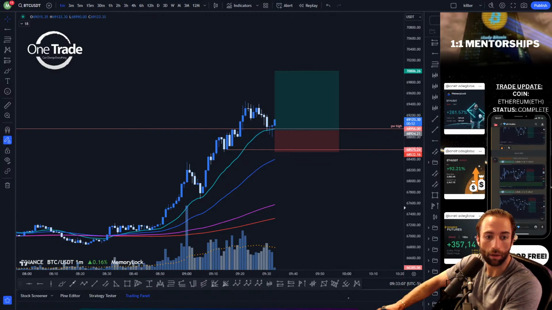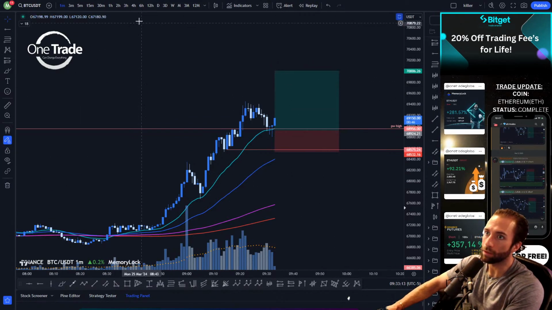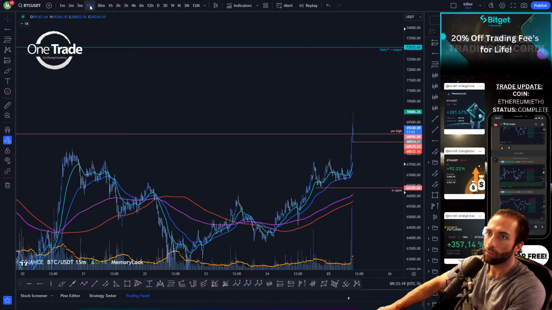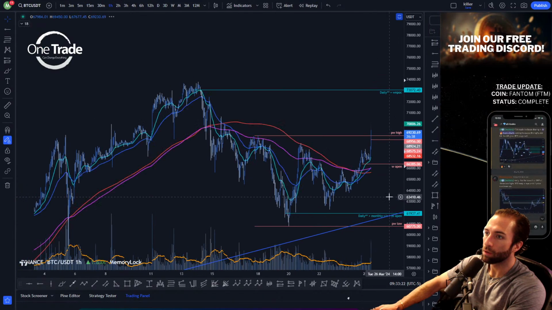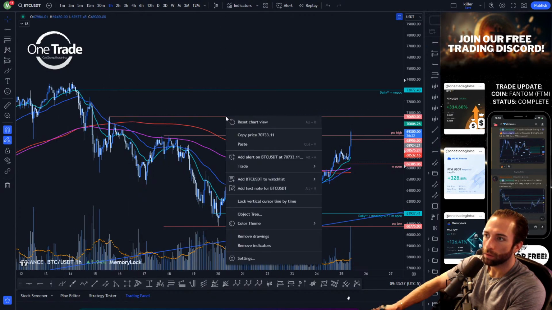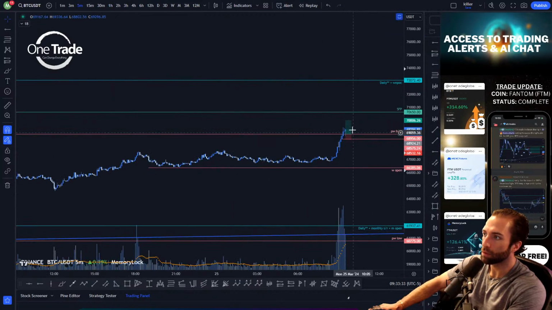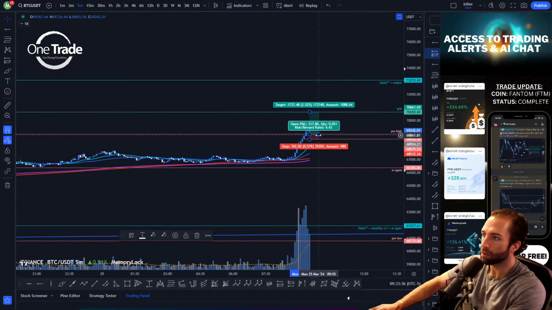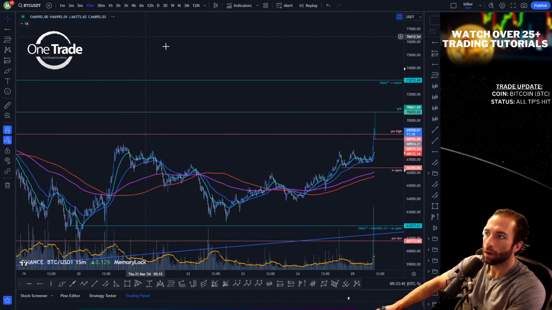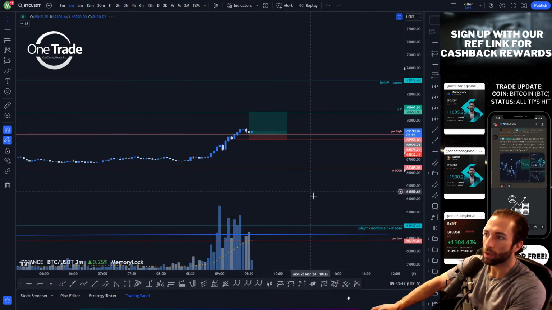All right, so I longed. And let's start to look for some targets. Seems like a fair target at the very least. So we can target this level here. It's a 4R. Yeah, I'd say that's a fair trade.